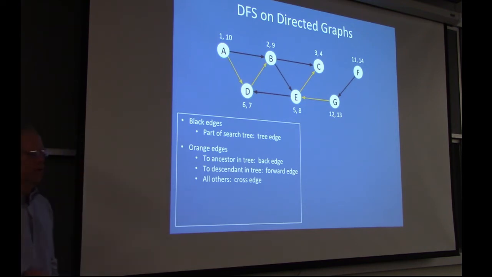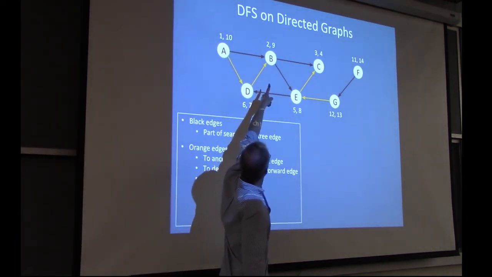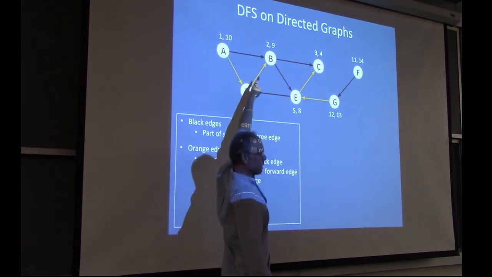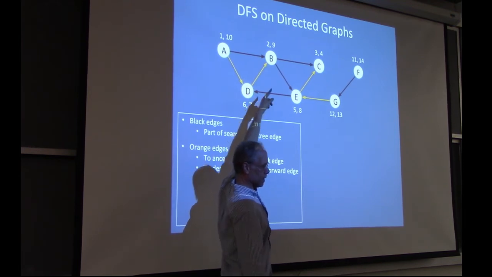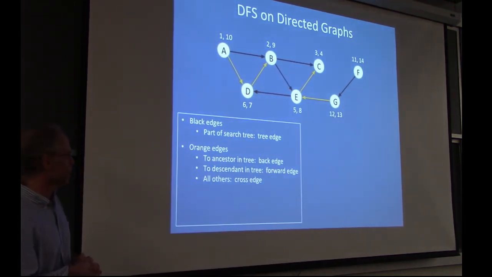An edge that goes from a descendant back to an ancestor. Yeah? From D to B? Right, D to B. So if you think of this as grandparent, parent, child, and then there's an edge back to grandparent. So it's going to an ancestor. That's called a back edge, going backwards in time, if you will.